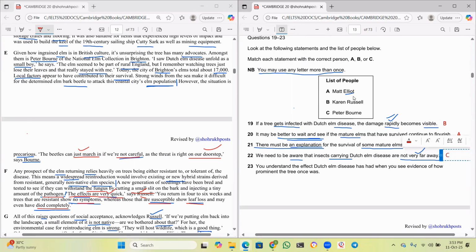So this is a very easy paragraph. You just have to remember whatever you are reading. If you remember, then answering these types of questions will be very, very easy, guys.